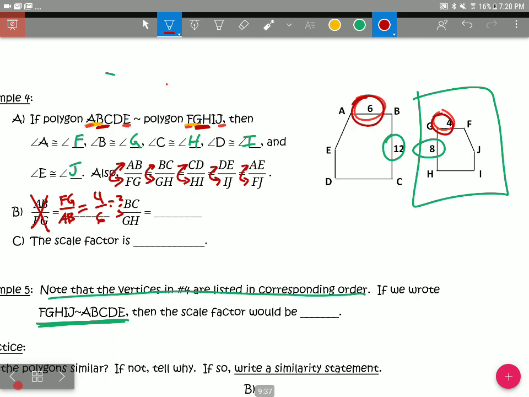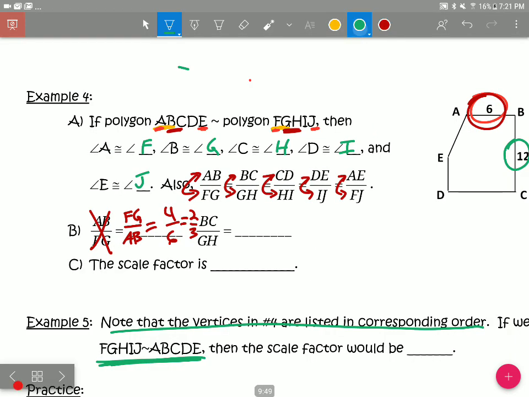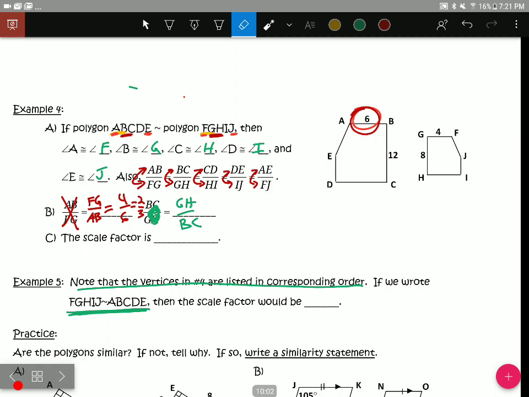All right, 2/3. BC and GH the same way. Flip them. So GH over BC. GH, what am I looking at? GH is 8. 8 over 12, which is again 2/3. So the scale factor should be 2/3 now that you've used half your eraser.